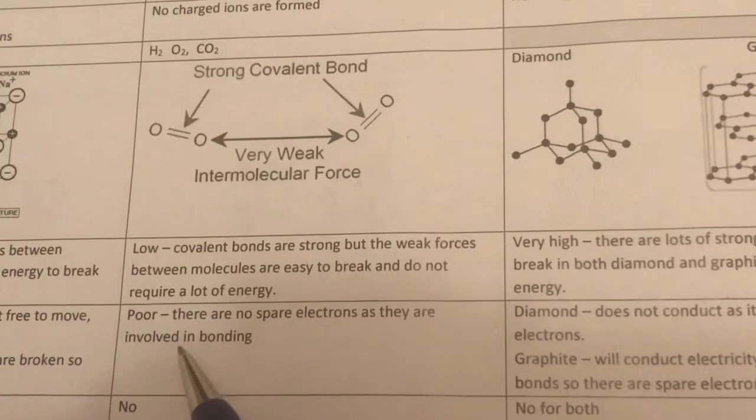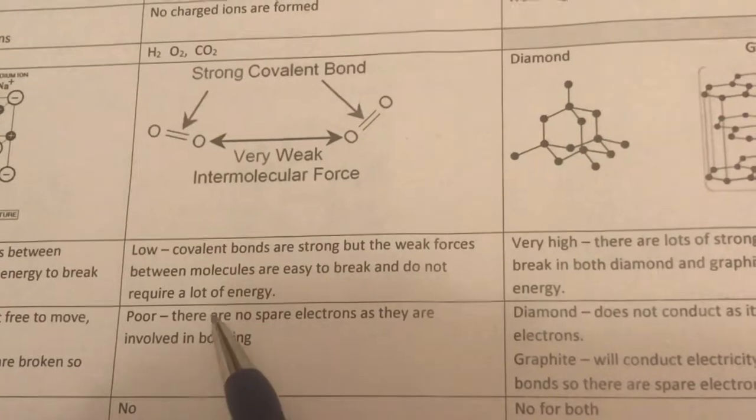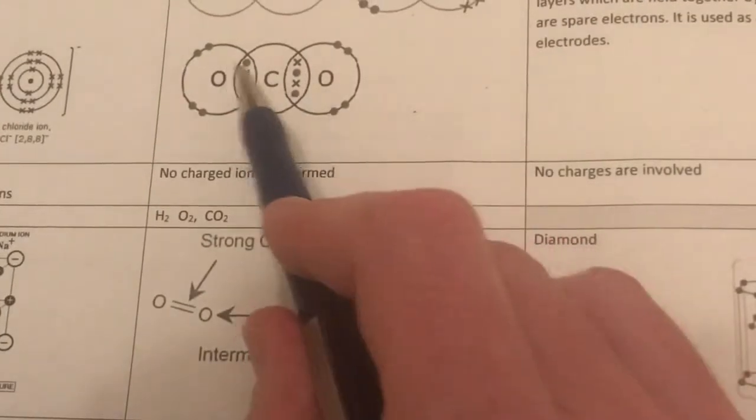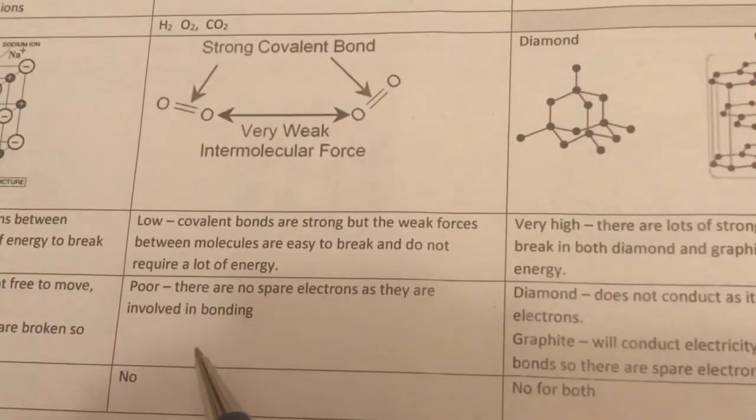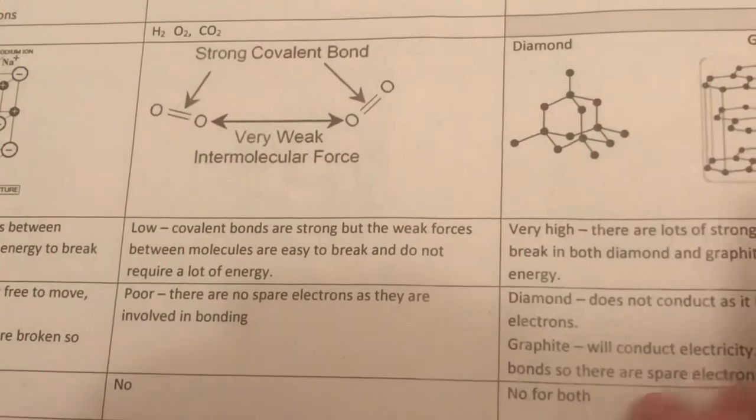In terms of their ability to conduct electricity, all those electrons that they've got are used in bonding, so they're not free to move. Therefore, they are poor conductors of electricity because they've got no spare electrons, they're used up in their bonding.